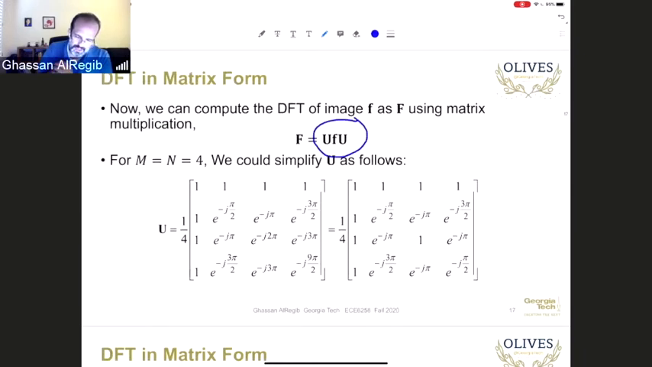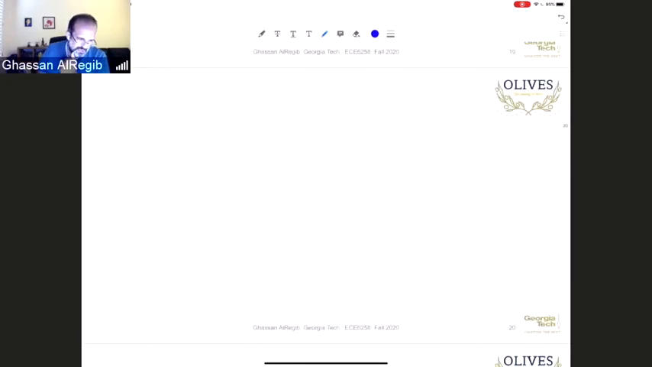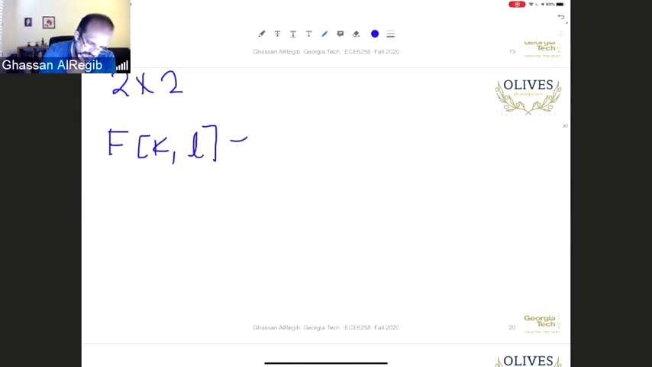So you have U, you multiply F from the right with U, and then from the left with U, right? Yeah, we'll come back to this one. So let's do a very quick example where we have a 2x2 image, and if you do the calculations for F of k and l, this is a summation. You have m between 0 and 1, small n between 0 and 1. So these are the intermediate indices in the summation definition.